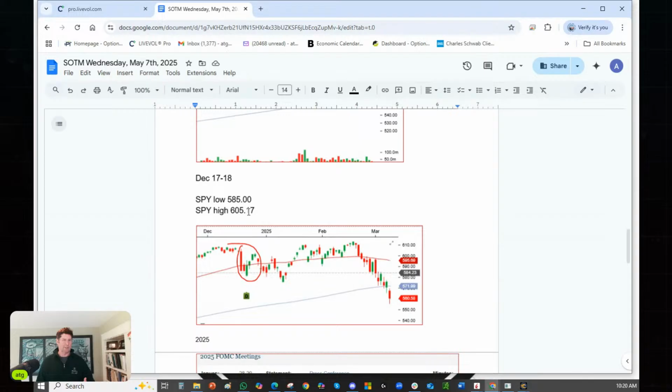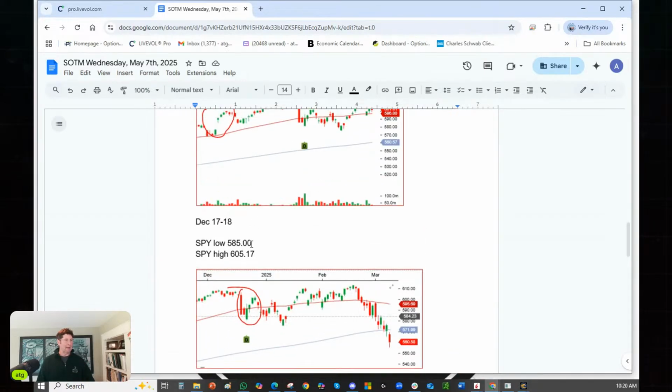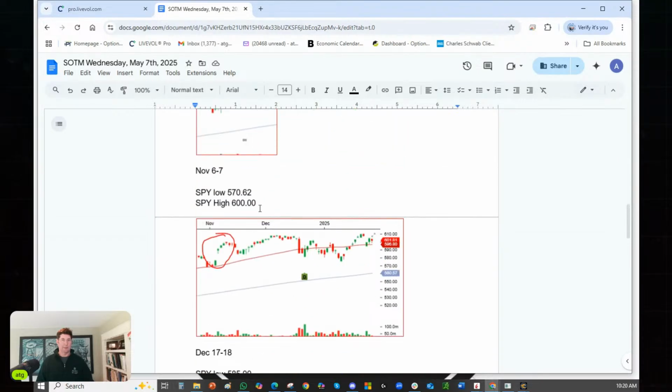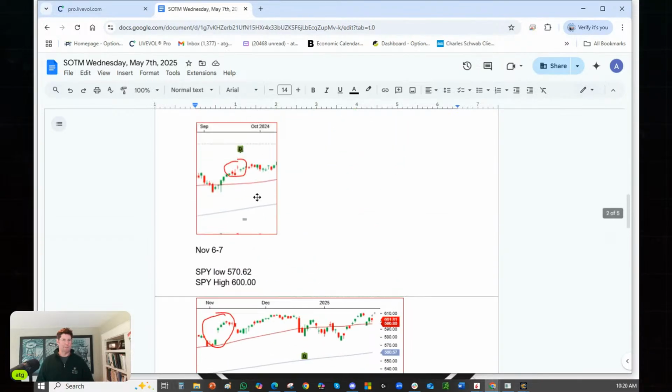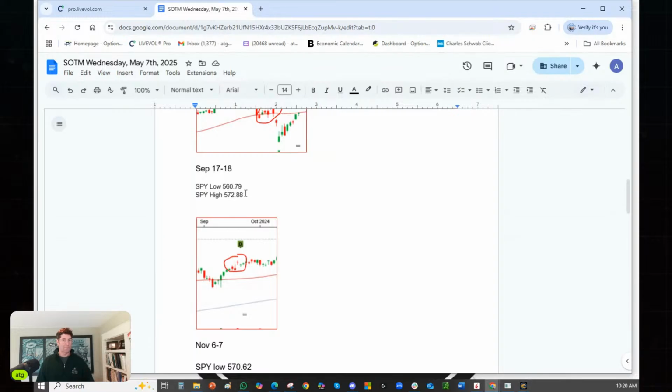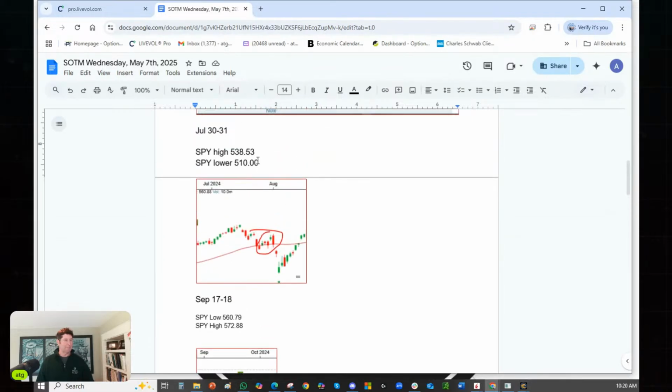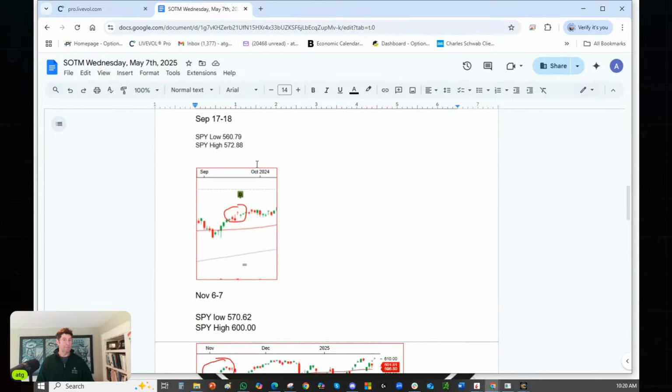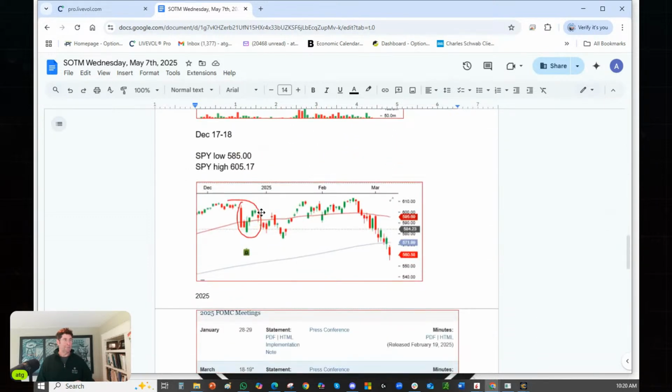What I want to point out to you is the ranges you get afterward. Okay, you have a 20-point move in SPY. You have a 30-point move in SPY. You have a 12-point move in SPY. You have a 28-point move in SPY. Pretty big moves after the Fed. So these were for 2024, the last four.